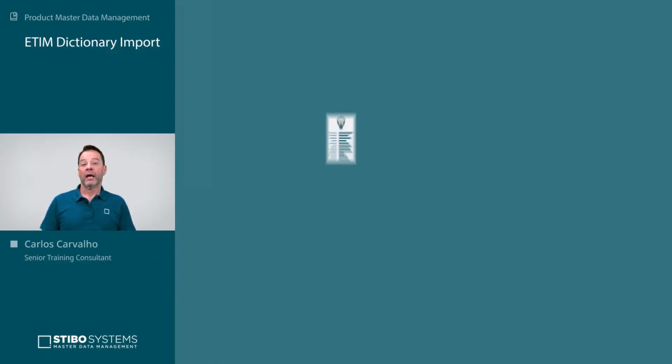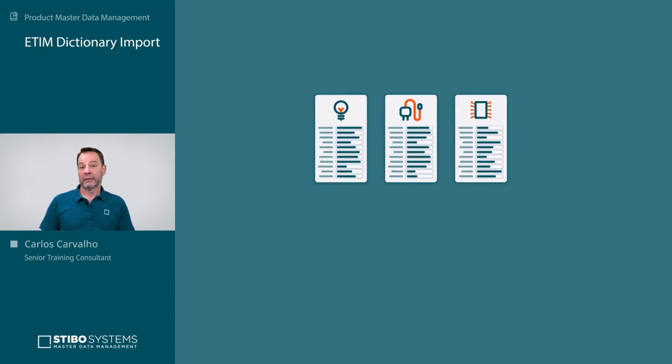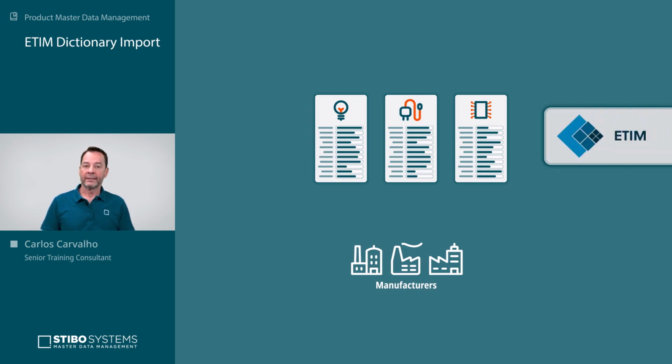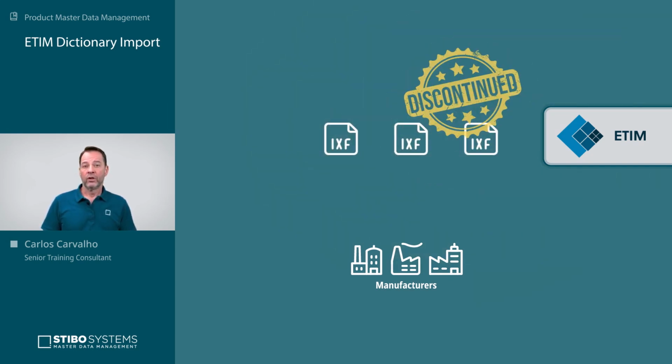To ensure accurate, standardized product data, especially for electrical products, manufacturers rely on the European Technical Information Model, known as ETIM. However, with ETIM discontinuing translations in the often used IXF files, users will no longer be able to import ETIM dictionary data in their preferred languages, limiting their ability to work with translated ETIM product data.